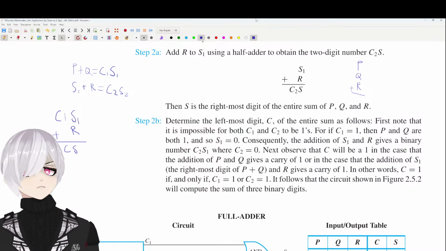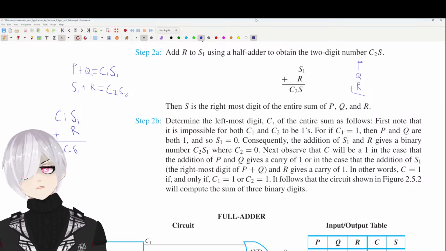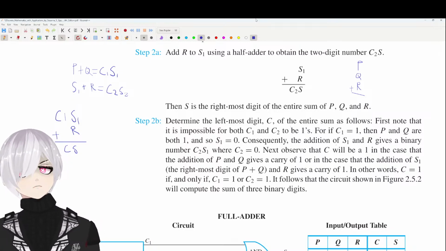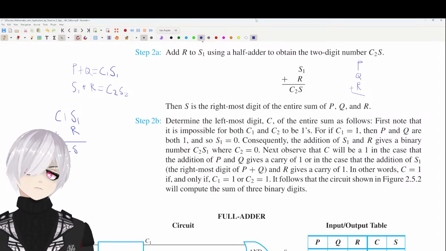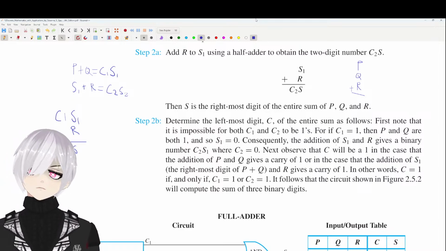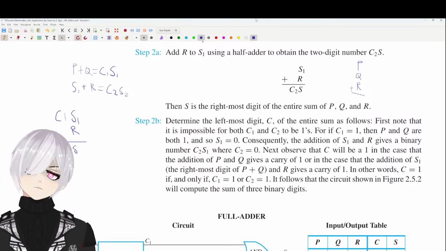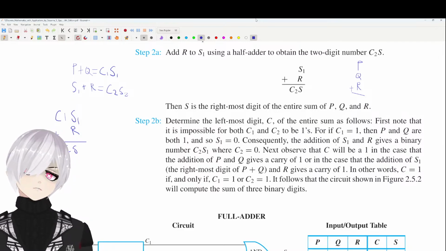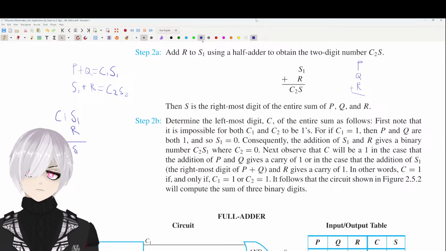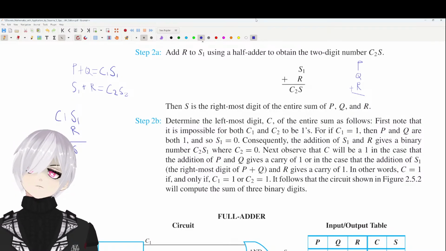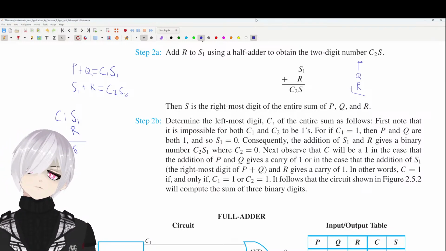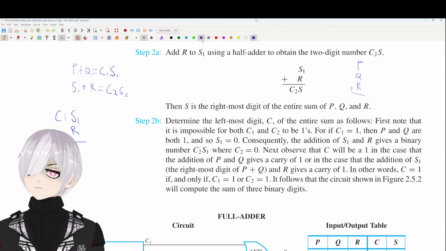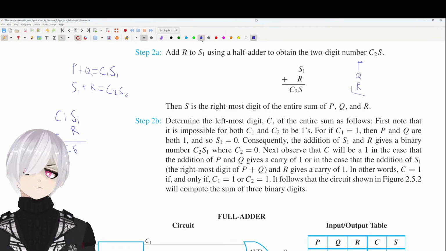But did we agree that C2 has to be 1 if C1 is 0? Well, we proved that C1 and C2 aren't both 1, but we didn't prove that. Right, so we have to do a third case: C1 and C2 could both be 0, and then we have to look at what happens there. They're saying that C equals 1 if and only if C1 or C2 is 1, which means that C should be 0 if C1 and C2 are both 0.